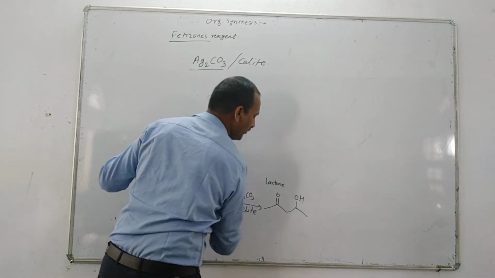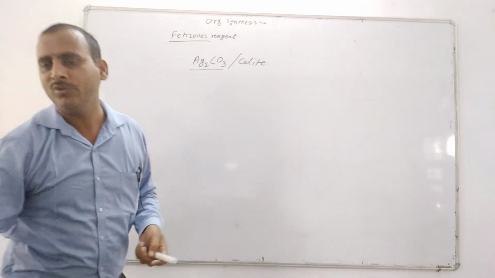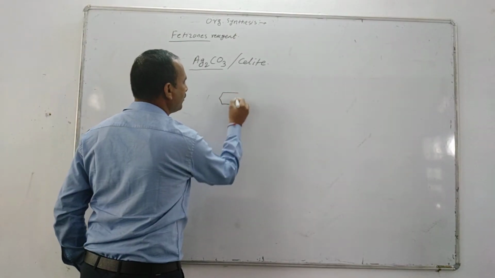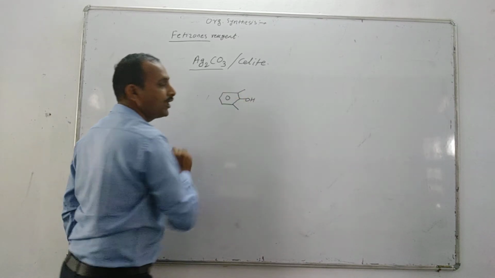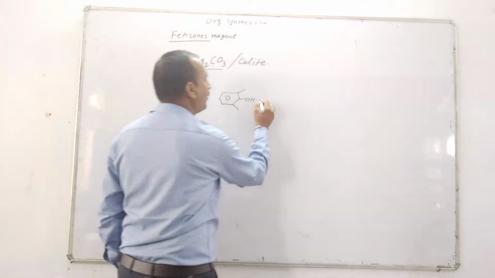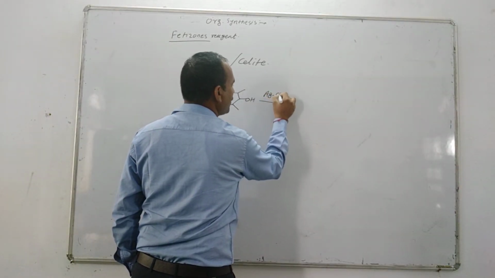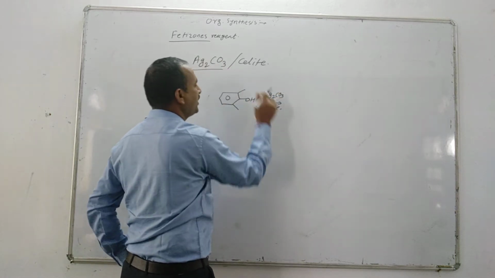The phenol undergoes oxidation to form the quinone. Such type of phenol undergoes oxidation by Ag2CO3 and celite, that is Petitjohn's reagent.